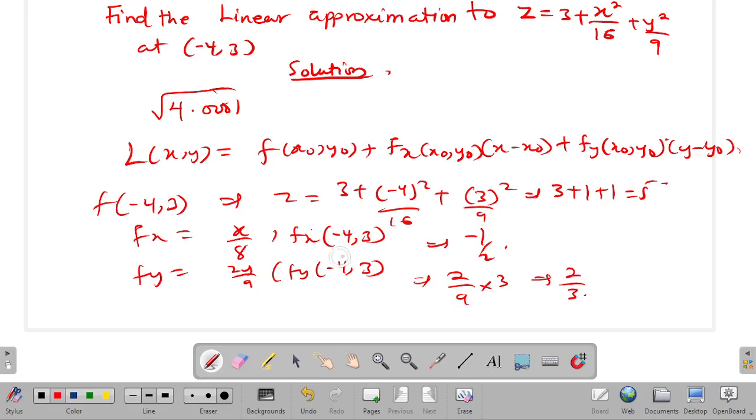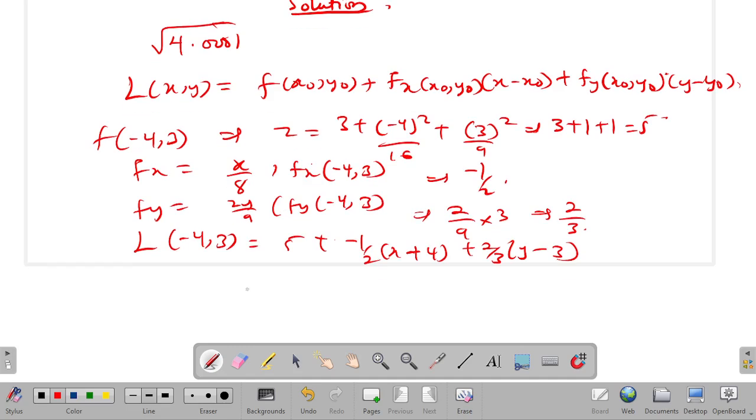We are done. So at this point, my linear approximation at (-4, 3) is simply equal to my functional value 5, plus my fx, which is negative half, multiplying x minus x naught, which is negative 4, so x plus 4, plus my 2 over 3 multiplying y minus y naught, which is 3. So I'll simply have the answer to be 5 minus 1 over 2 (x plus 4) plus 2 over 3 (y minus 3). And that is all I have for you in this video.